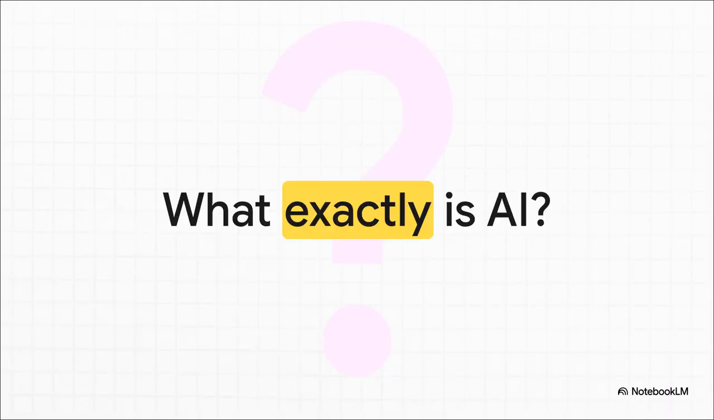So, what exactly is AI? It's really easy to treat it like this magical black box where you just pour data in and boom, answers pop out. But it's definitely not magic. It's actually a very specific architectural shift in computer science. So let's pull back the curtain and see what's actually going on in there.